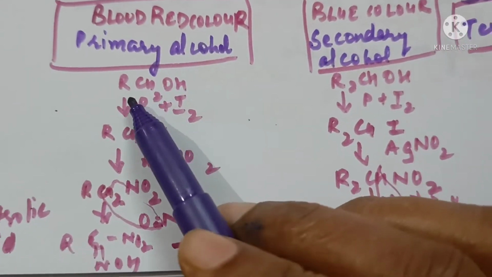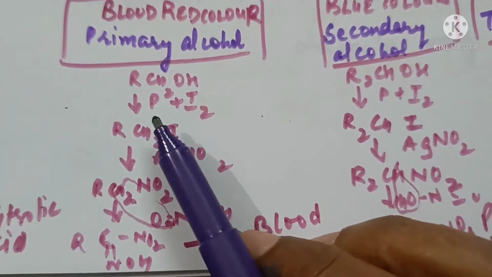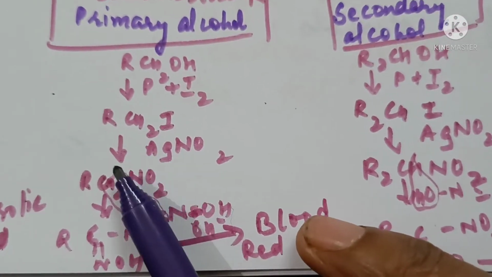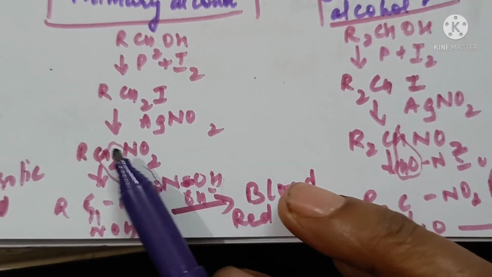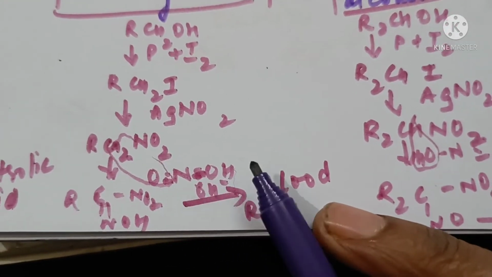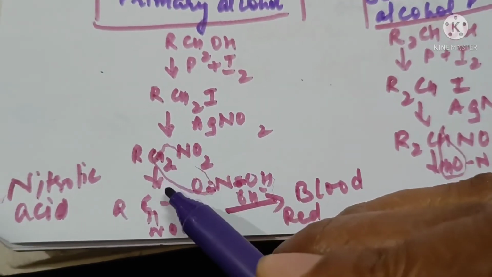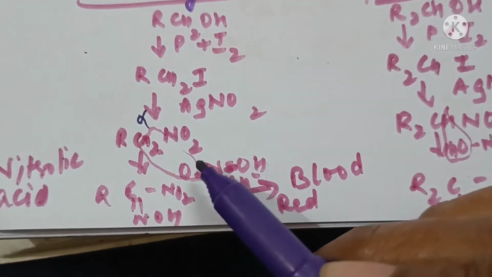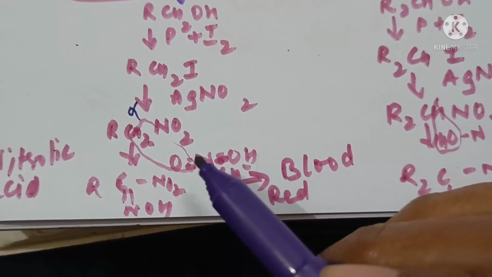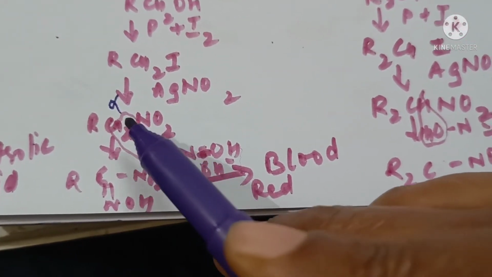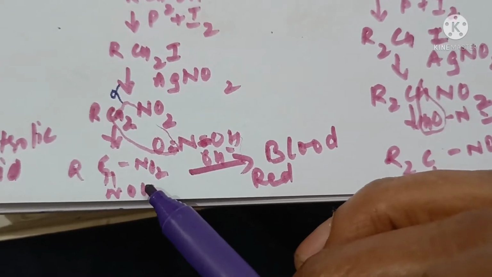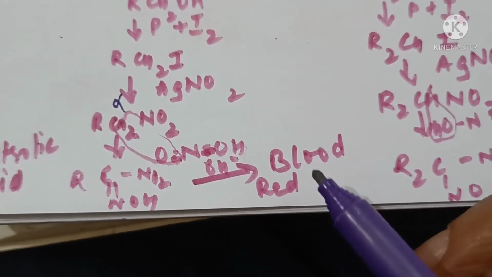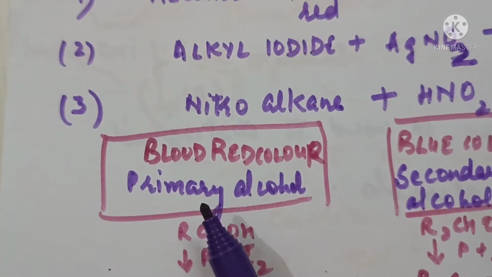The reaction is that primary alkyl alcohol on reacting with a mixture of phosphorus and iodine will form iodoalkane, which on reacting with silver nitrite forms nitroalkane, which on reacting with nitrous acid, the H2 part attached to the nitro group reacts with the O of nitrous acid to form water. Water is eliminated, so NOH is attached here. This in alkaline medium gives a blood red color. So if blood red color comes, it's a primary alcohol.